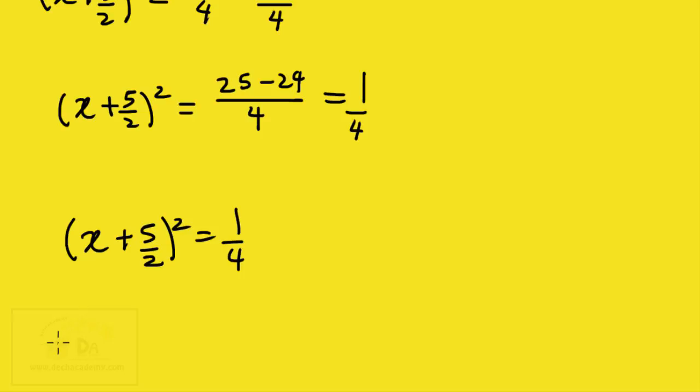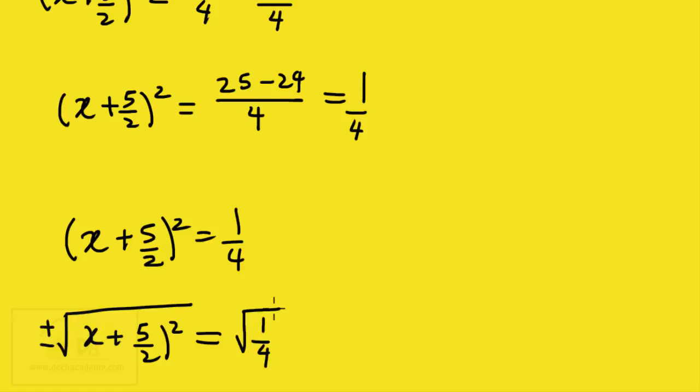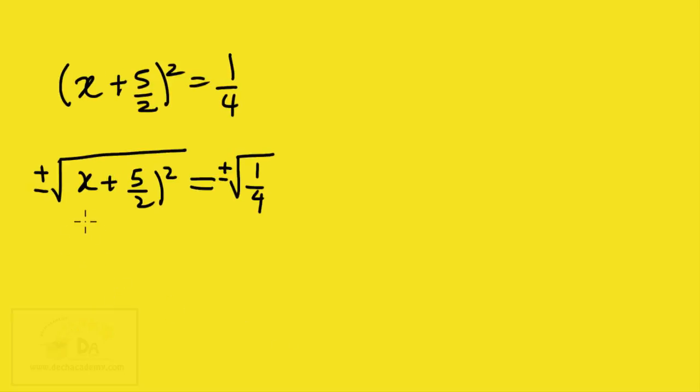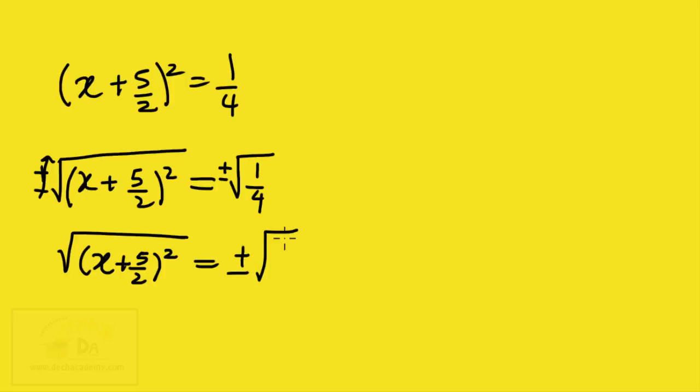Taking the square root of both sides gives plus or minus the square root of (x plus 5 over 2) all squared, divided by the square root of 1 over 4, plus or minus the square root of 1 over 4. Don't forget the plus or minus, very important. The conventional approach is to ignore the one on the left, just before the square root sign, which encloses the variable x. So doing that gives x plus 5 over 2 squared equals plus or minus 1 over 4.